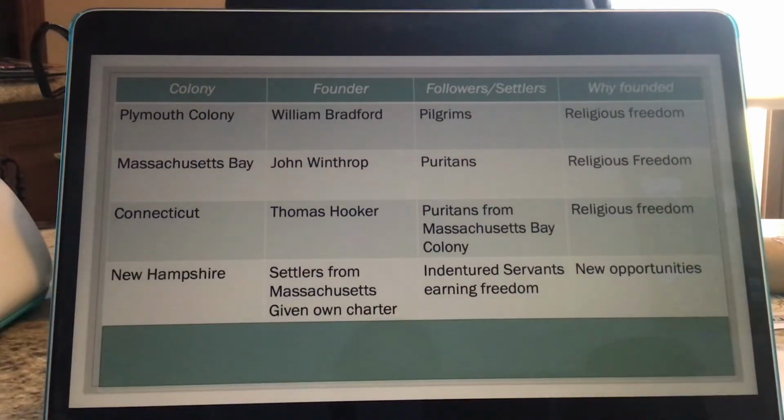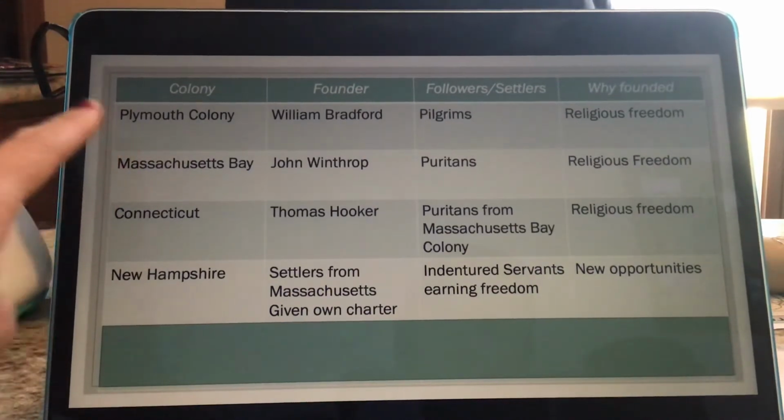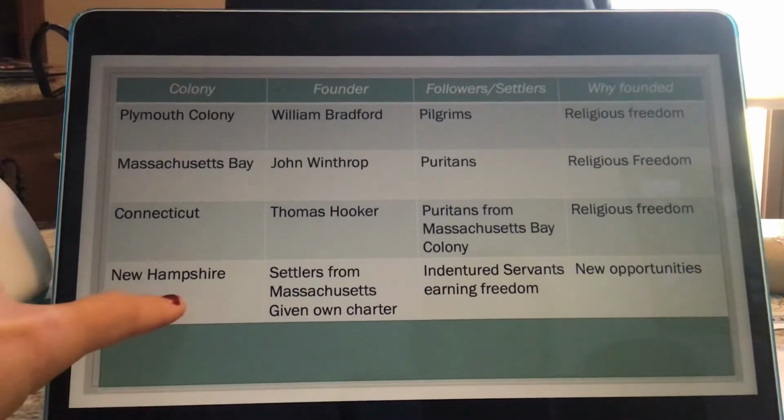You also have New Hampshire, they talked about briefly, and those were just, again, settlers from these 2 colonies, this Massachusetts Bay Colony and the Plymouth Colony, kind of pushing out and expanding, growing north into New Hampshire. So they were given kind of their own charter, and he talked about what a charter was.